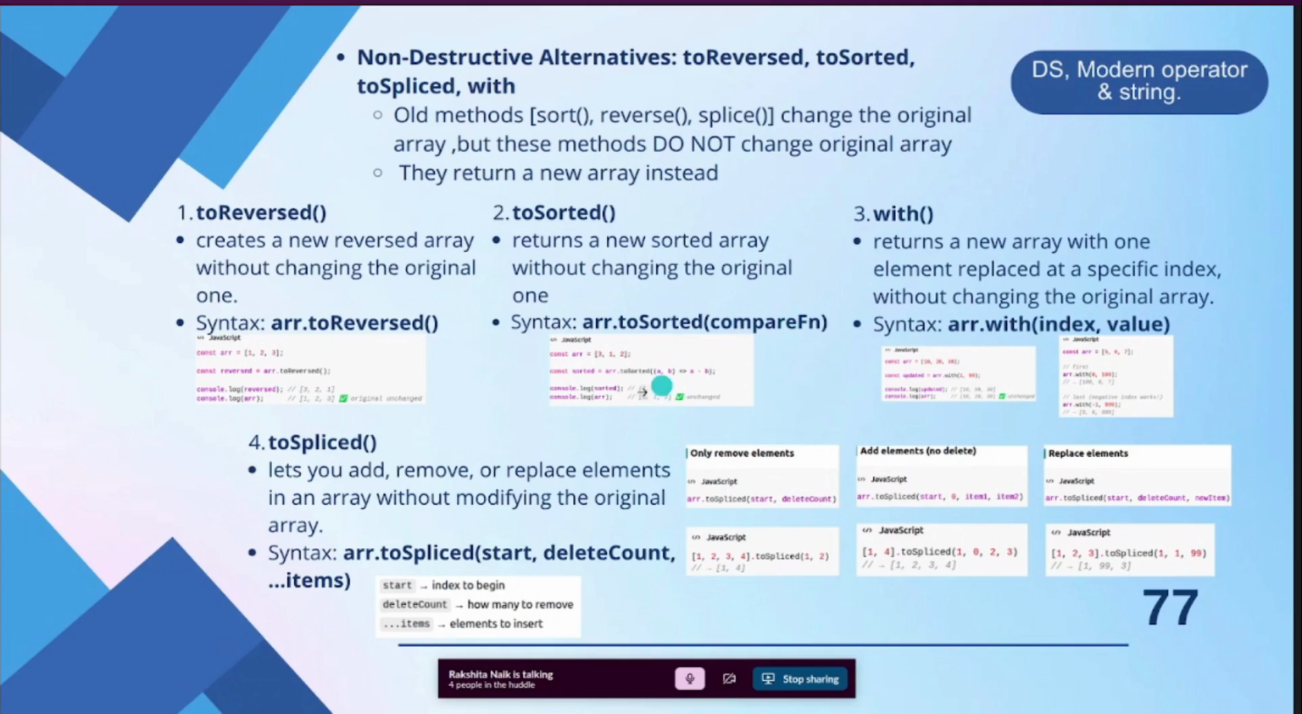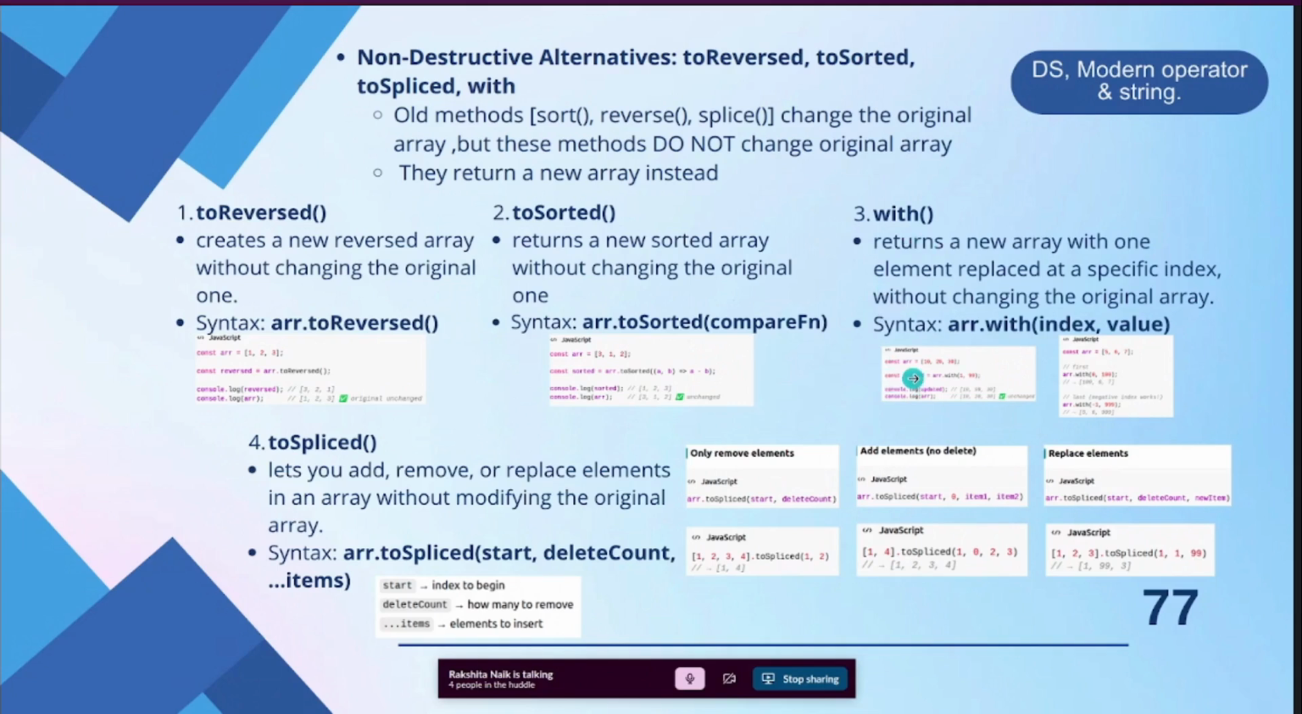According to this one, it will sort. What it will do is not change the original; it will just give a new array. Then we have with. So with is a new concept, which returns a new array with one element replaced at a specific index without changing the original array. So nothing but a replace, an update.